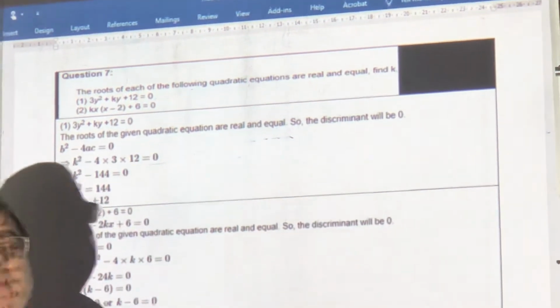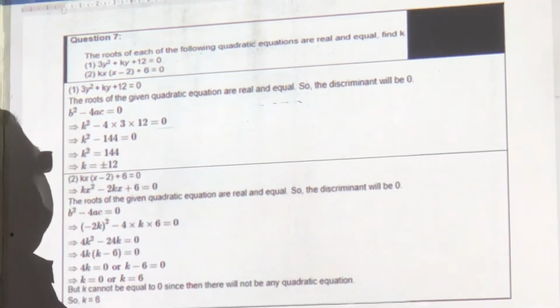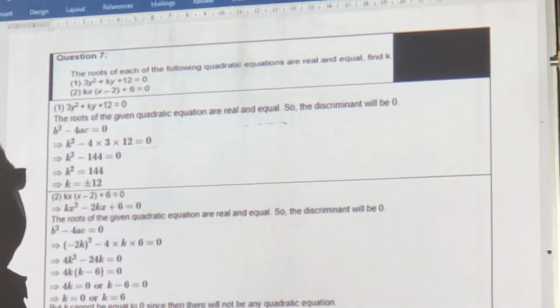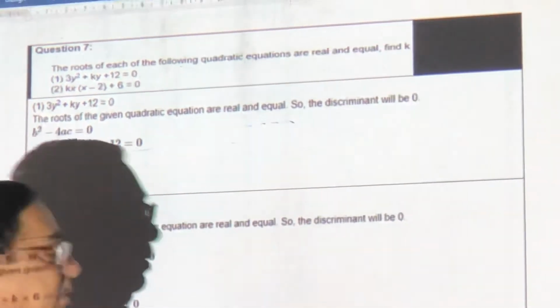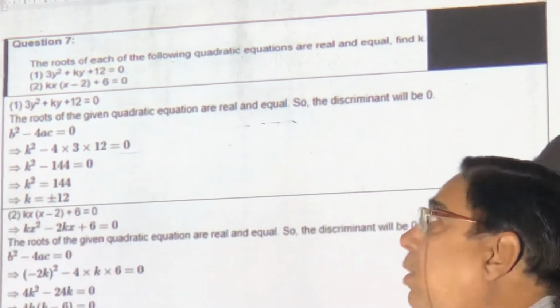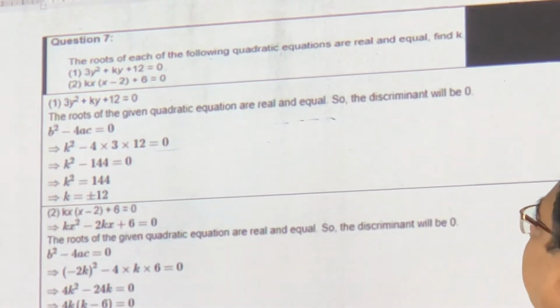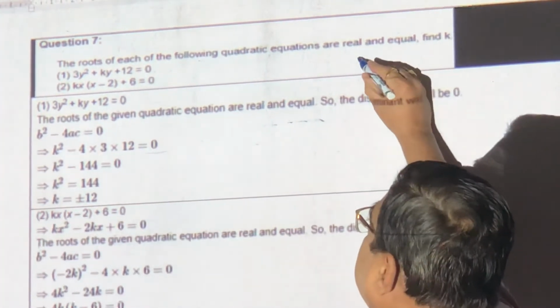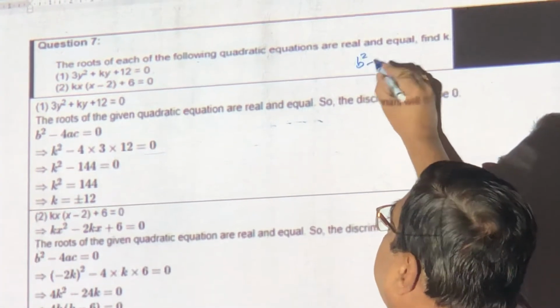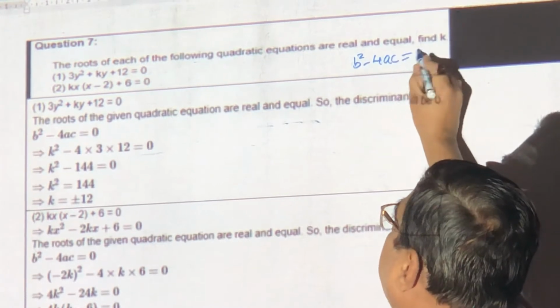Yes, my friends, we were in quadratic equations. We had done till sum number 6. Let us look at sum number 7. Then, what does this say? Roots are real and equal. What a big thing. That means discriminant is 0.